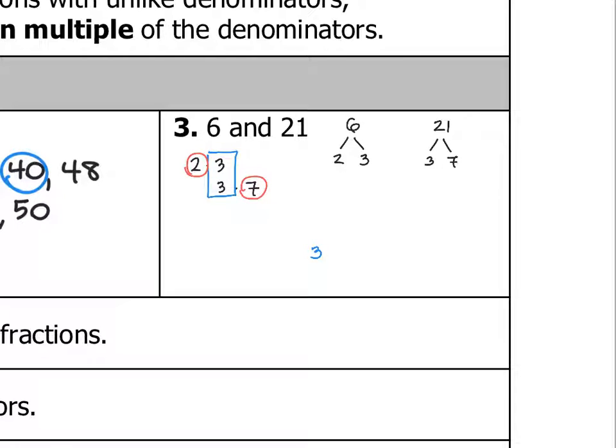Again, those are factors of 6 and 21. So if I multiply the shared factors times the unshared factors, 2 times 3 times 7, I get the least common multiple of 6 and 21, which in this case is 42. So that's another way to find LCM, as opposed to just listing the multiples out, is to use prime factorization.